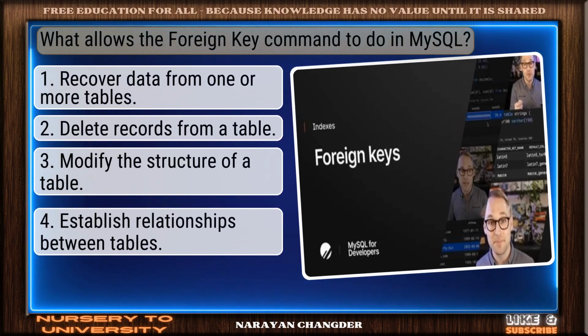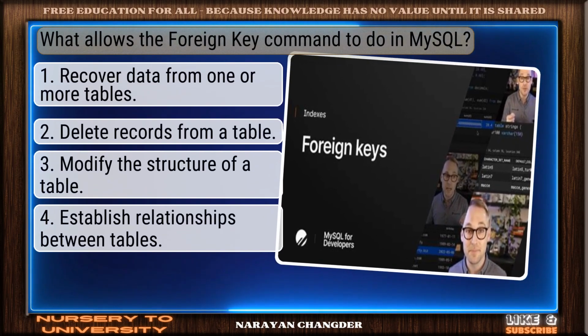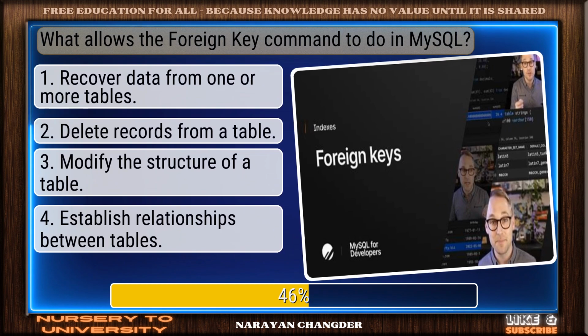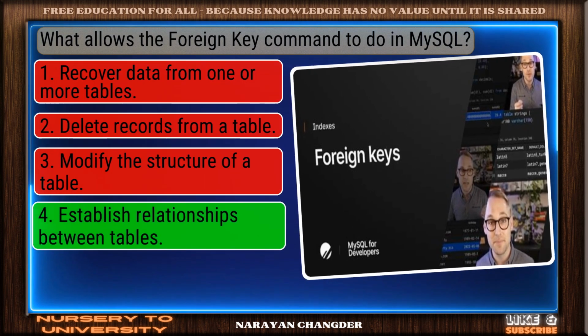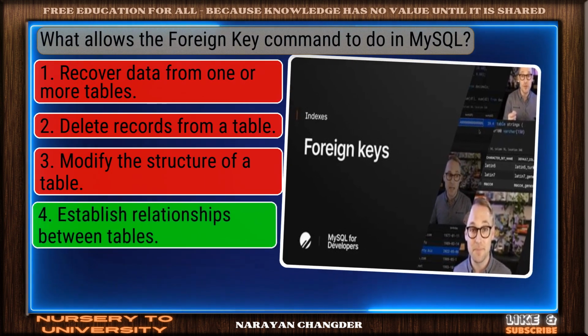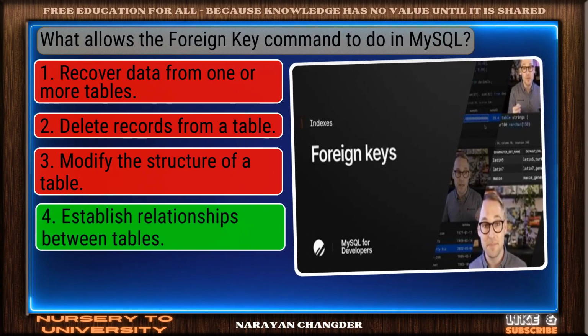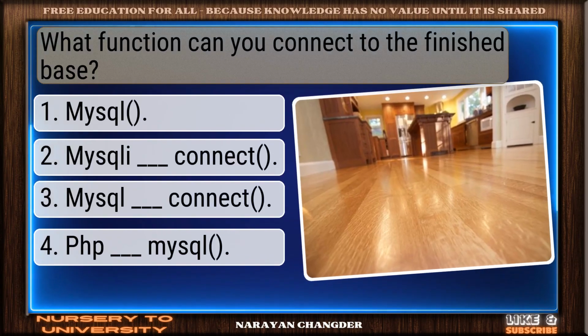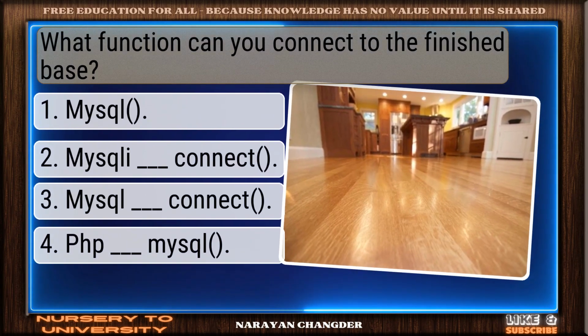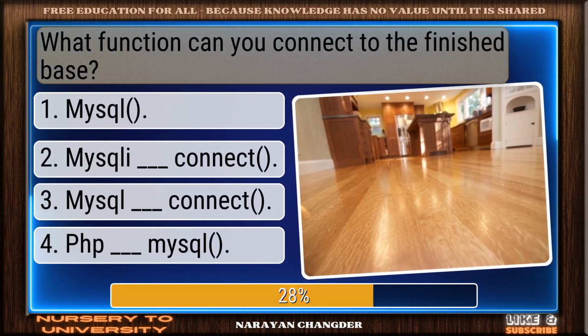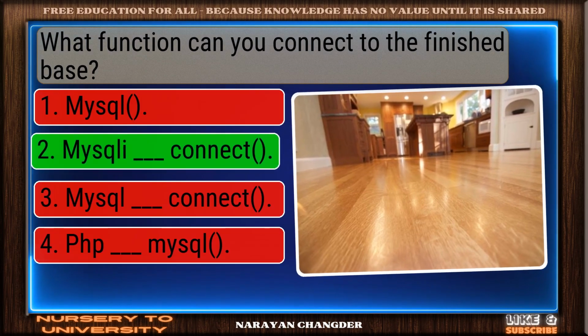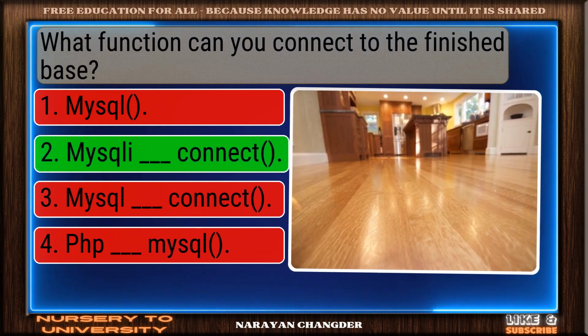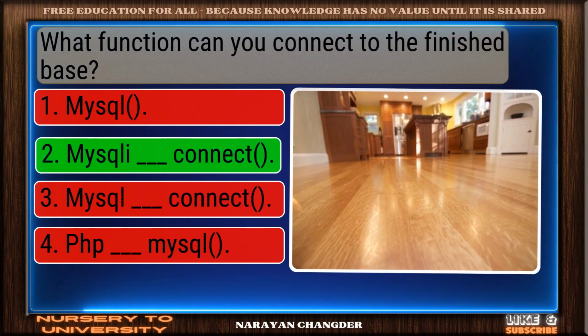Question number 28. What does the foreign key command allow you to do in MySQL? Good thinking. Establish relationships between tables is the right answer. Question number 29. What function can you use to connect to the database? On track. mysql_connect is the correct answer.